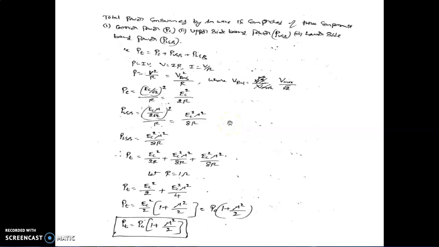Then the total power consumed by the AM is given by the sum of the carrier power, upper sideband power and the lower sideband power. The carrier power is given by Ec square divided by 2R. Upper sideband and lower sideband power is given by Ec square mu square divided by 8R, where R is the load resistance. By assuming R is equal to 1 ohm, finally we get the equation: total power is equal to the carrier power multiplied by 1 plus mu square divided by 2. This equation is the relationship between total power, carrier power and the modulation index.